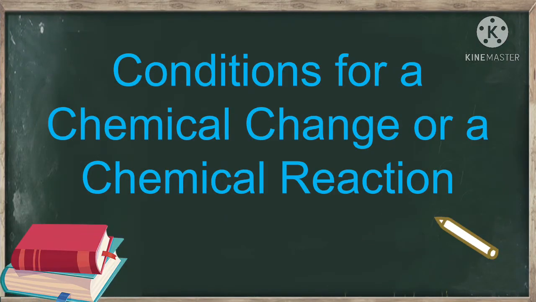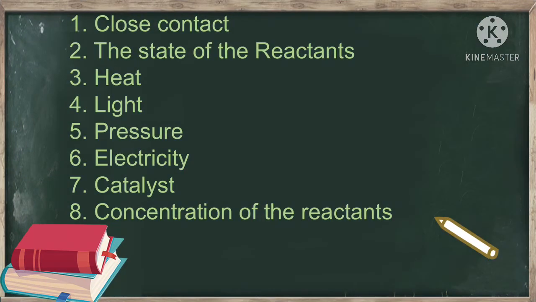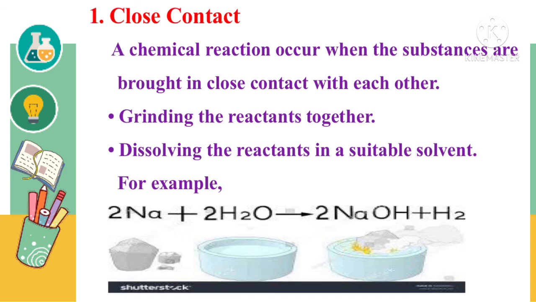Now we will see the conditions for a chemical change or a chemical reaction. First condition is close contact, second one is the state of the reactants, third one is heat, fourth one is light, then pressure, electricity, use of a catalyst and the concentration of the reactants. Now we will read these conditions one by one. So the first one is close contact.